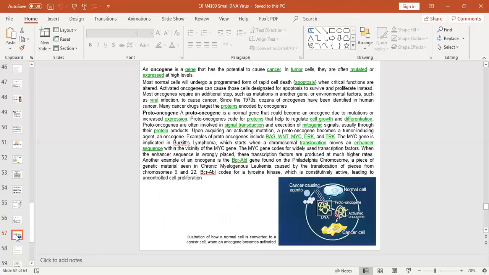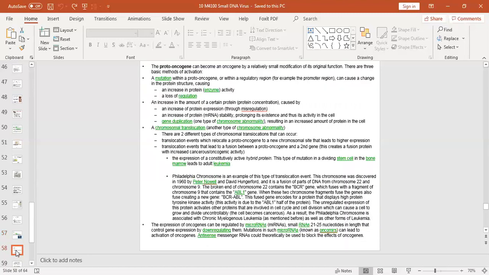Moving to slide number 57, I provided a little bit more definition of an oncogene and a proto-oncogene. It won't hurt you guys to read through it. Slide number 58, additional information on proto-oncogenes. I don't want you to go through all the details of it, like Philadelphia chromosome, BCR-ABL. I'm sure you've gone over this in the hematology course.